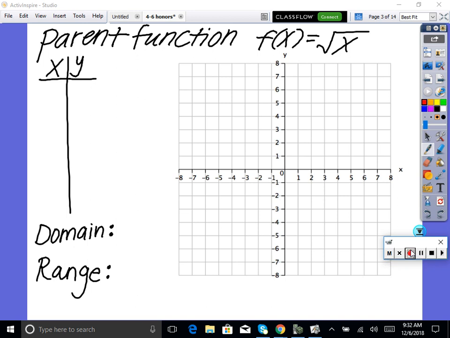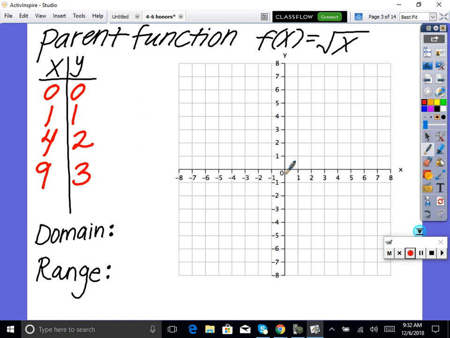Can I plug in a -1? No. So I'm going to start with 0, correct? Square root of 0 is 0. Square root of 1 is 1. I'm picking whole number points. Square root of 2 is a decimal, so I'm not going to choose that one. Square root of 3, square root of 4. Do you see why I'm picking 4? So 2, and then the next one will be 9. The square root of 9 is 3.